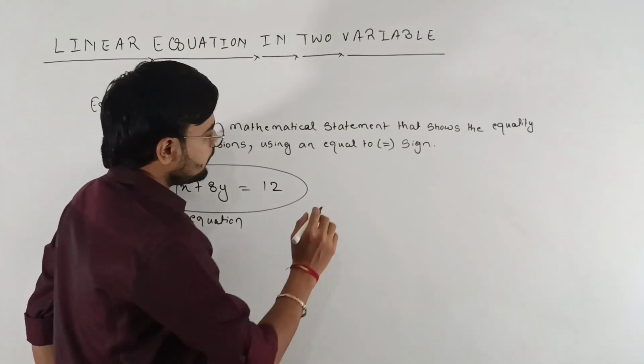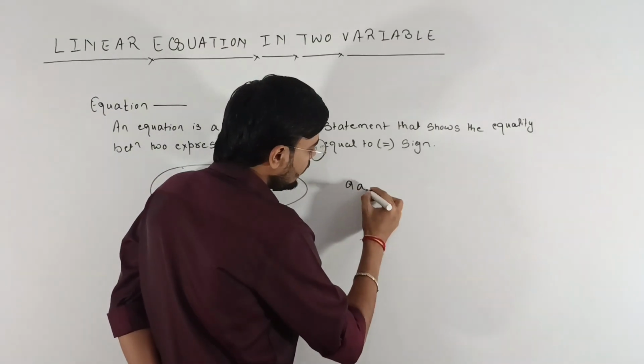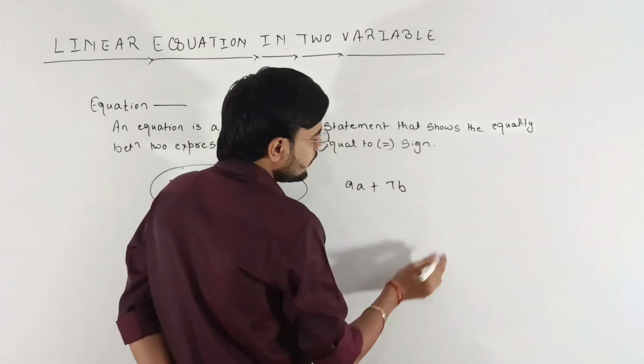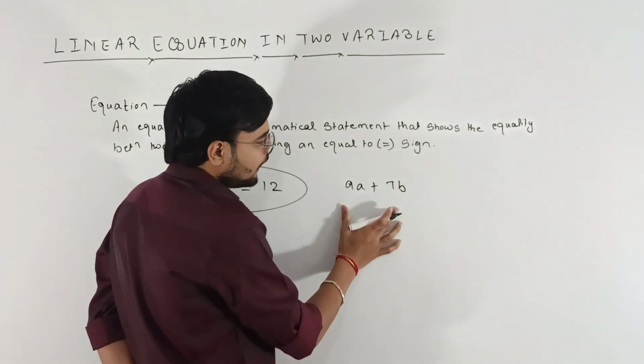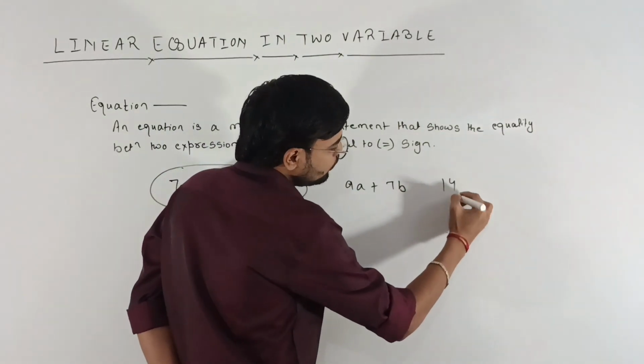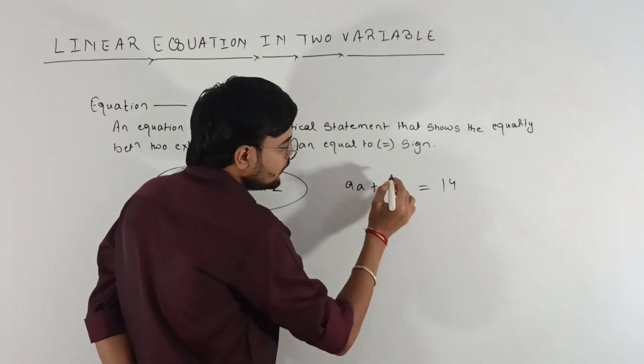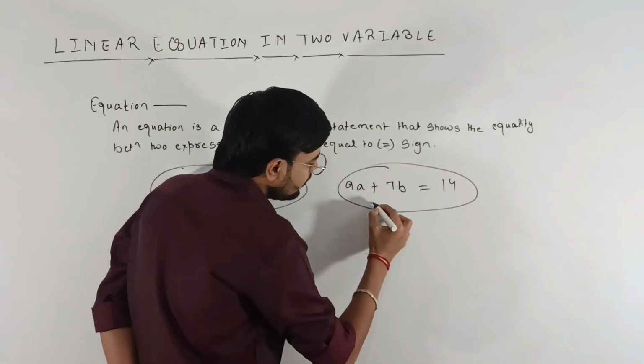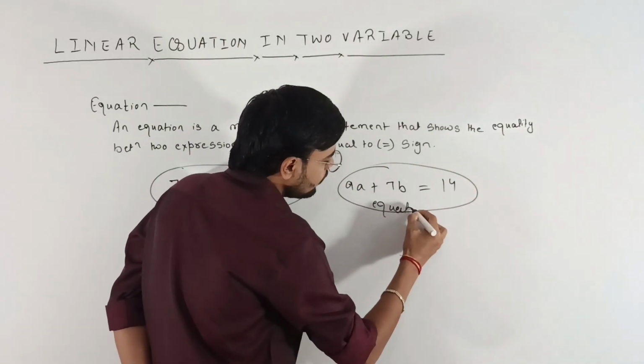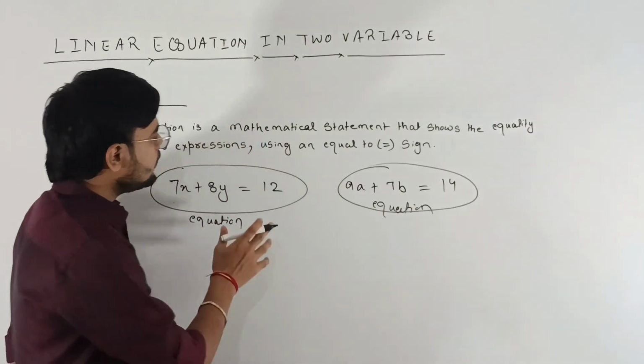Okay, now let's take one more example. Suppose we have 9a plus 7b, this is our algebraic expression, and we have a constant value 14. Now if I put an equals to sign between these two, then this whole statement becomes an equation. Okay, understood? What is an equation?